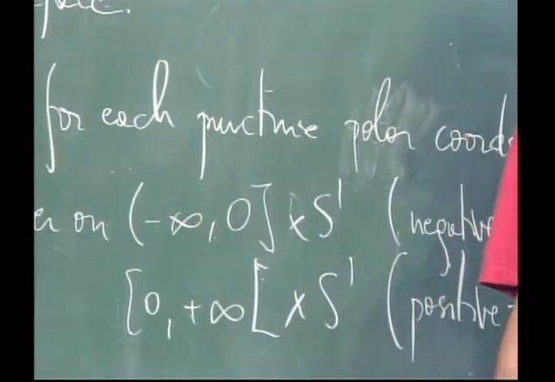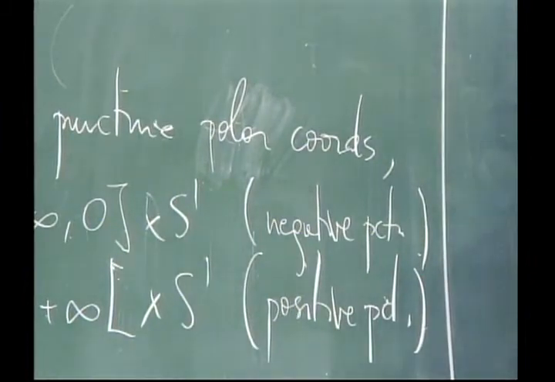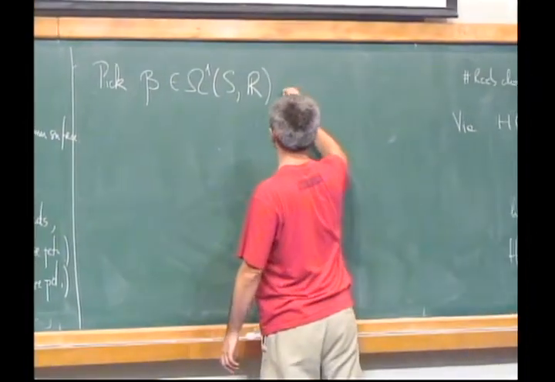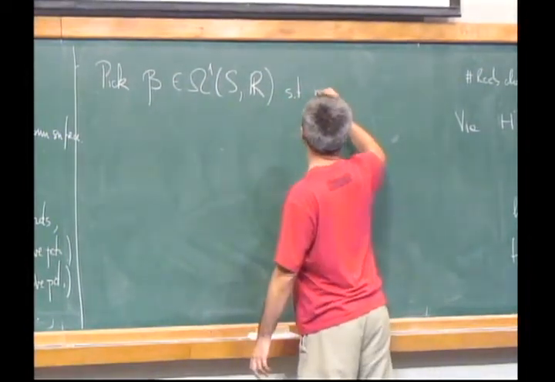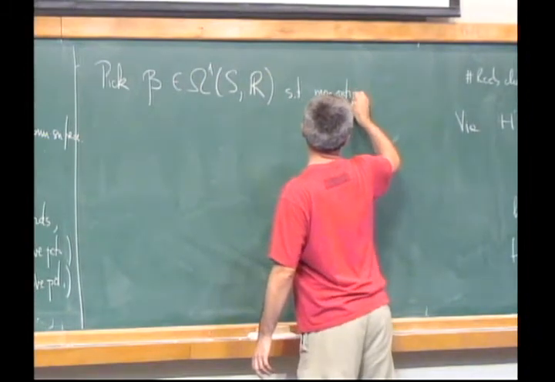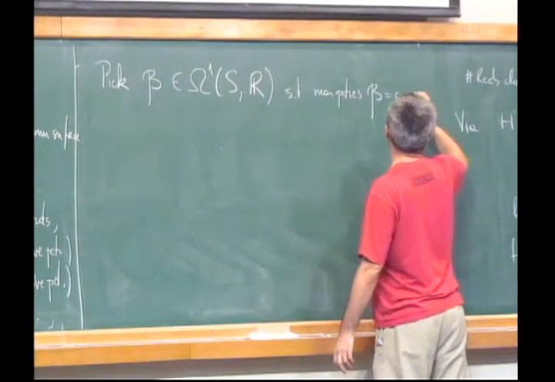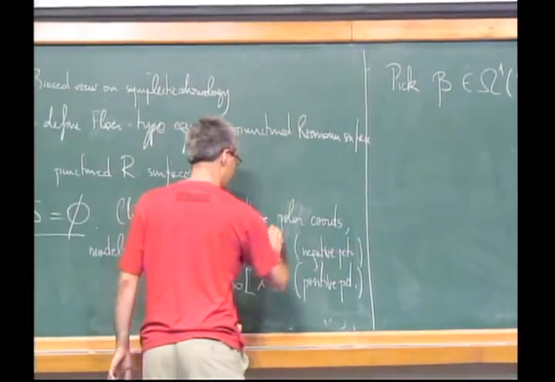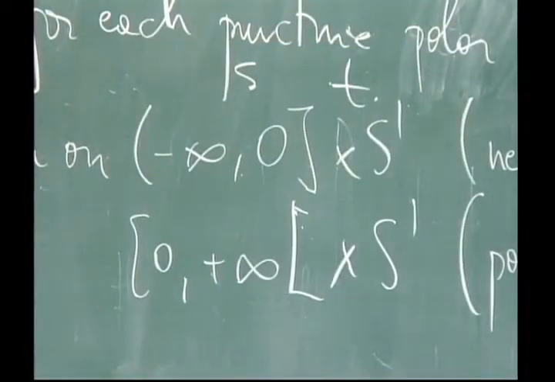So pick now a one-form beta such that, in the neighborhood of the punctures, beta is a constant times dt. Here I have coordinates s and t, and I want this beta to be a constant times dt, where the constant depends on the puncture.